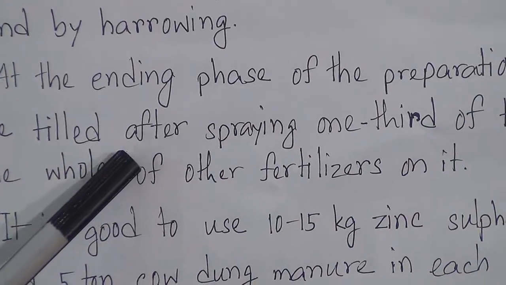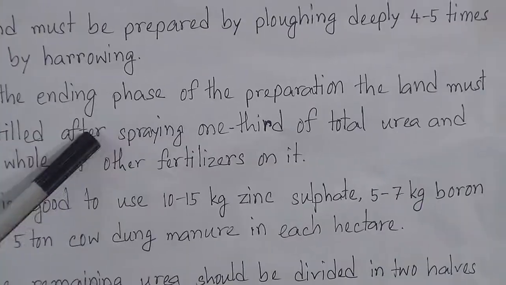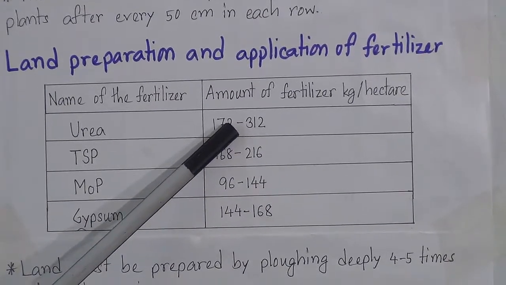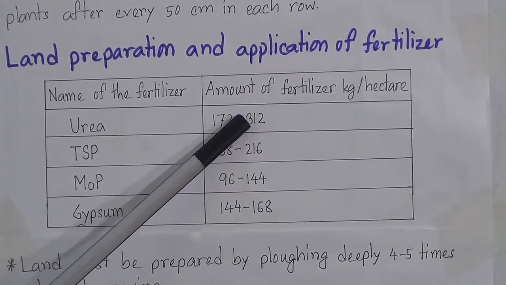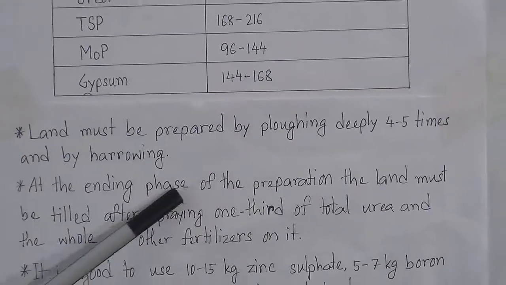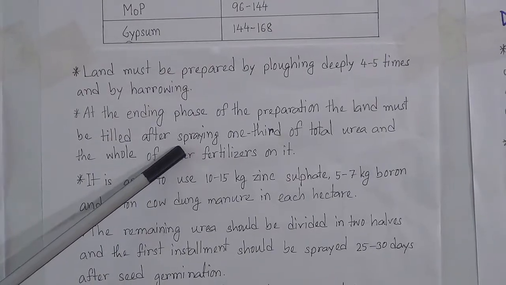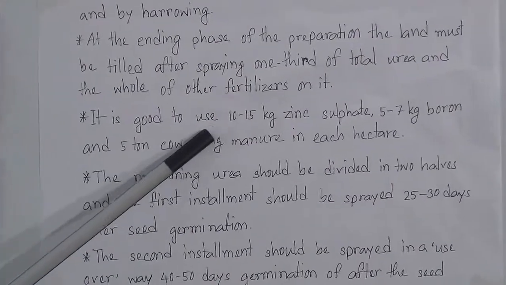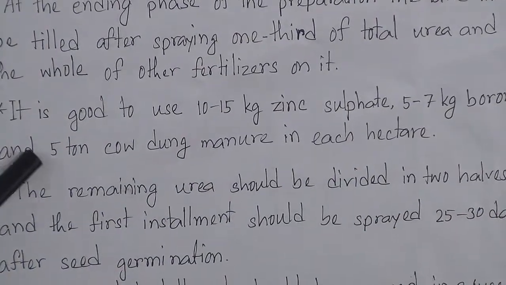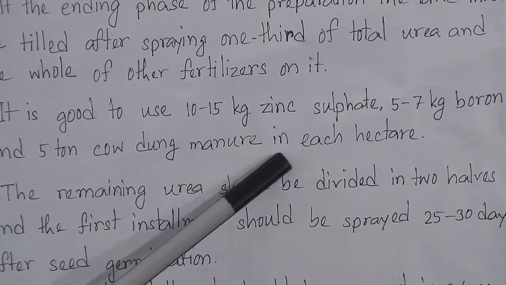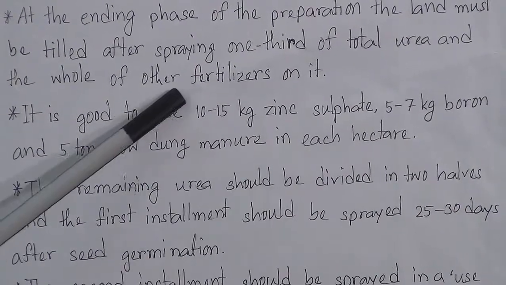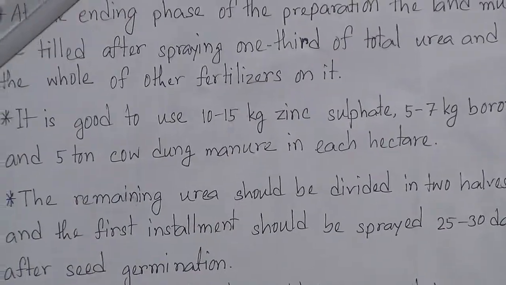So what will we do after plowing the land? We will divide this amount of urea into 3 parts, and then we will take 1/3 of the total urea and the rest of the fertilizers, and then we will apply it on our land. And it is good to use 10 to 15 kg zinc sulfate and 5 to 7 kg boron and 5 ton cow dung manure in each hectare. So it is good if we can use this fertilizer or nutrition with the others.